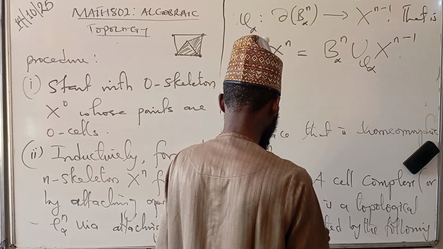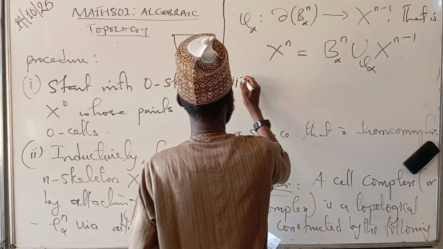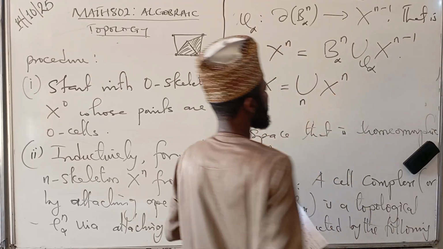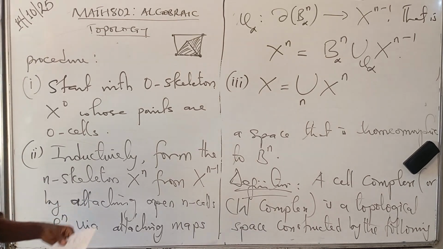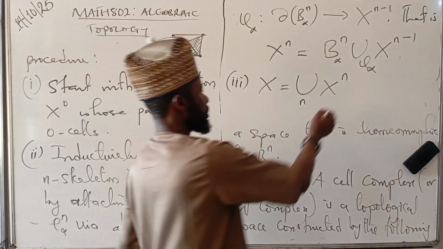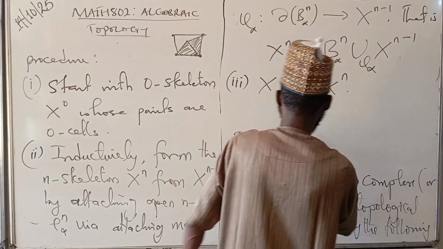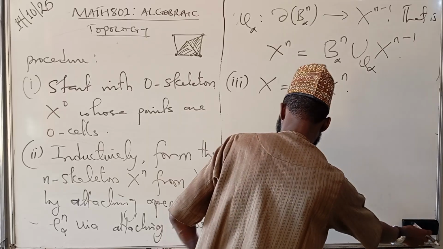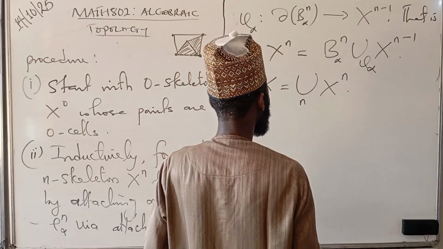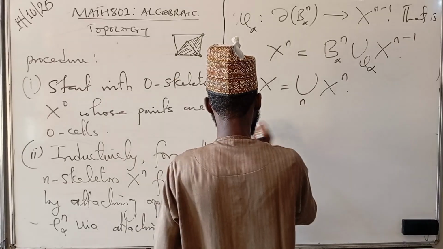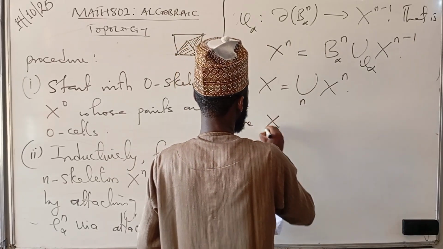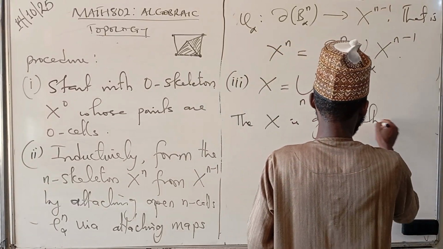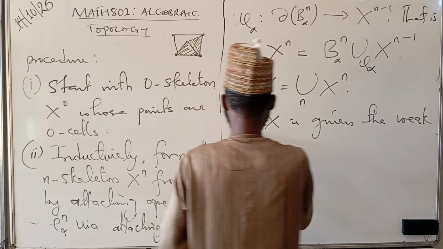But once that is done, the resulting space X is equal to the union of all these skeletons. For any n, you can take n up to infinity. If you stop at any finite n, then you have a finite dimensional complex. So the resulting space is what is called a cell complex. You declare X to be this, and then X is given the weak topology.